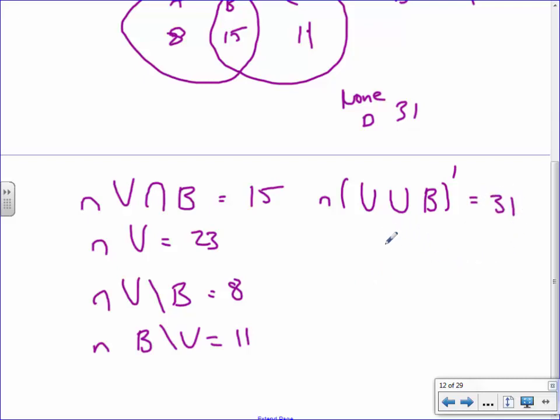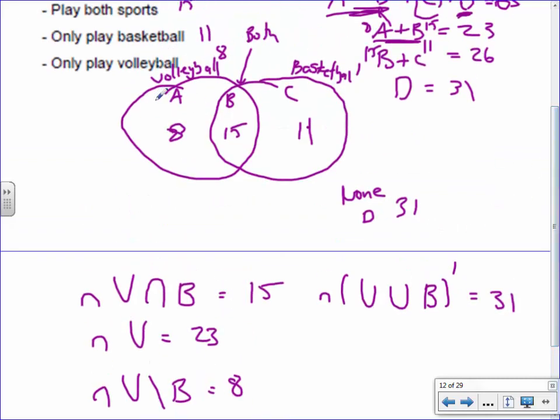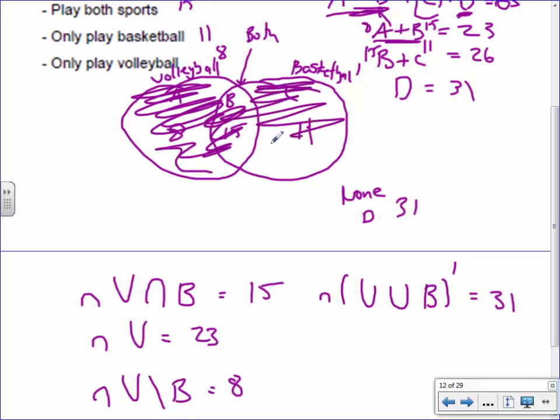Yeah. Because what this means is we want the kids who play volleyball or who play basketball. Imagine I was shading this in. Here's the kids who play volleyball. Here's the kids who play basketball. I know that I'm shading some kids in twice. But then if I want the opposite of that, well, that's everybody who I didn't shade, which would be these guys here. That makes sense?